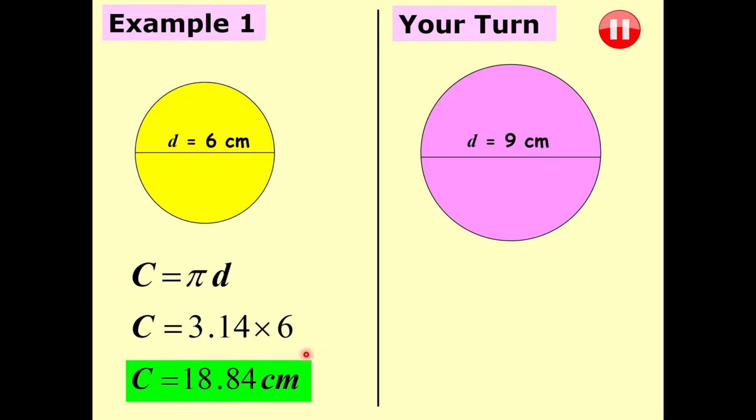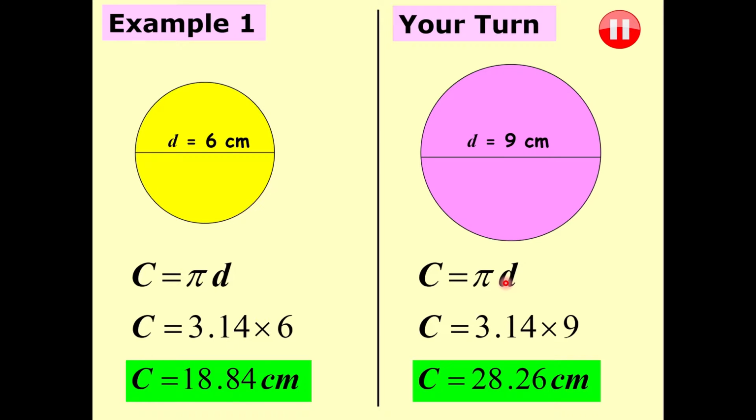Okay, so we need our formula to start with, C equals pi D. Then we need to substitute into our formula, so we're going to swap out the pi for 3.14 and the D for our diameter. Okay, so 3.14 times 9, and you should have got circumference equals 28.26 centimetres. So really well done if you got that right. Always remember your units as well.